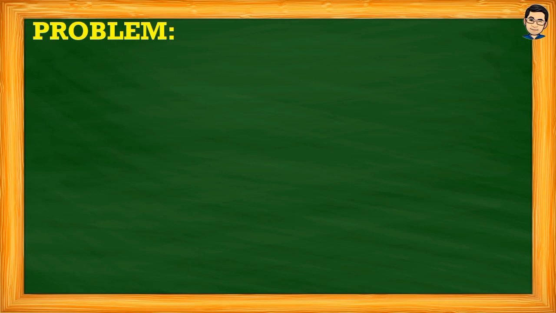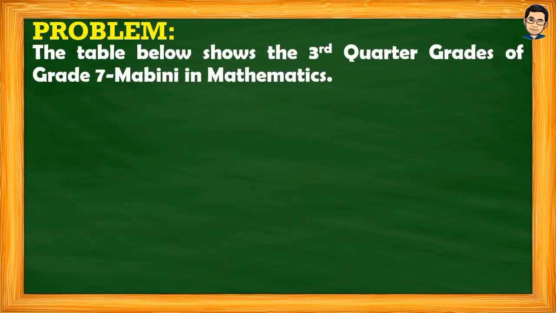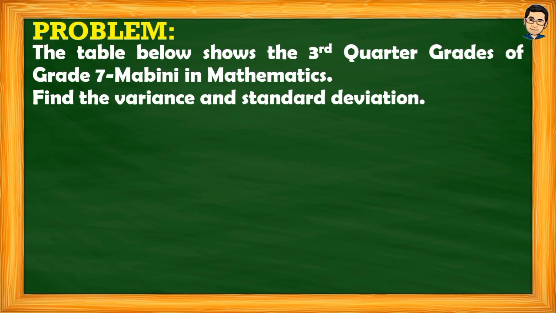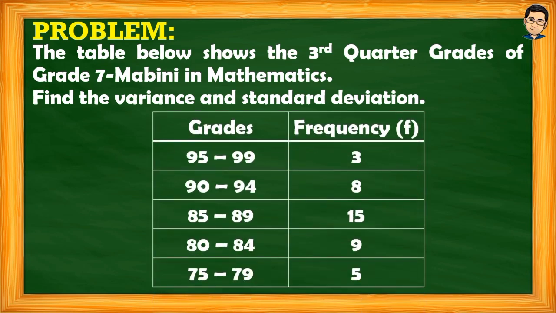So, let us now have the sample problem. The table below shows the third quarter grades of grade 7 Mabini in mathematics. Find the variance and standard deviation. So, for this problem, we are talking about quarterly grades. Okay, so grades ng mga students. So, as you can see, yung highest possible grade na pwedeng makuha ng bata dyan is 99. And then the lowest possible grade is 75. Anyway, 75 is still a passing grade.